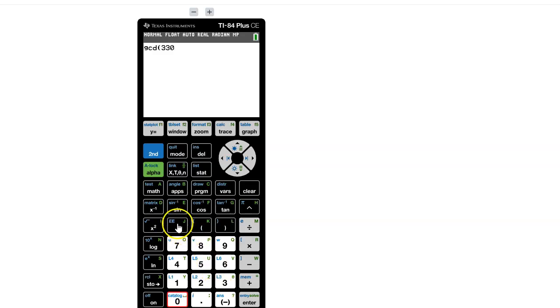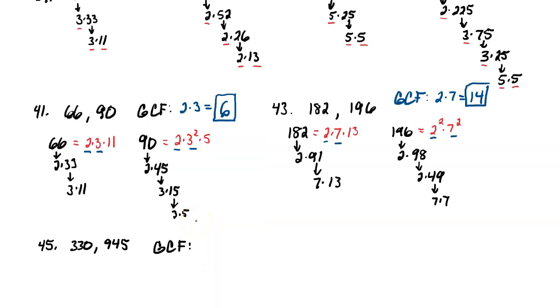Separate them with a comma. The comma is its own button right above the 7 button. And 945. Close the parenthesis. On screen, I'm telling the calculator that I want it to tell me the greatest common divisor of the two numbers 330 and 945. Push enter. The number is 15. And so finishing up our homework, using the calculator to do it, the answer is 15.